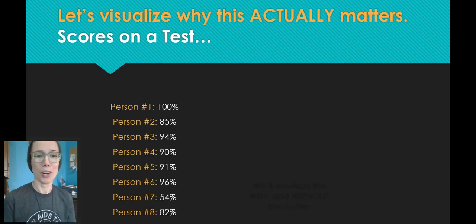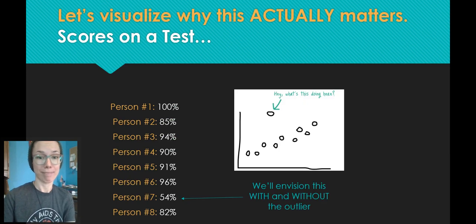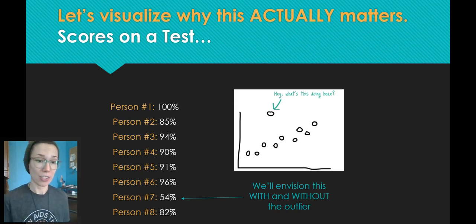All right, so we are going to practice looking at scores on a test. We're going to look at percentages, scores on a test. Specifically, we're going to take a look at what happens when we have an outlier. An outlier, as this lovely image suggests, happens when we have one score in our data set that is not like the other scores.